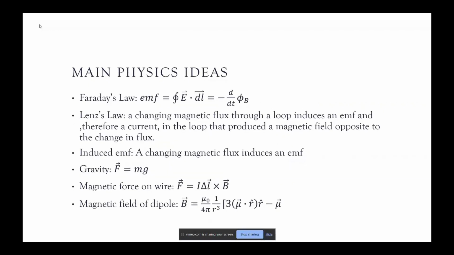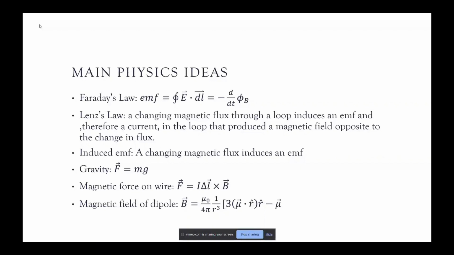Some fundamental physical principles in this lab include Faraday's law, which states that the induced EMF is equal to the line integral of the vector electric field dot the dl vector, and this is also equal to the negative derivative of the magnetic flux over time. Lenz's law states that a changing magnetic flux through a loop induces an EMF and therefore a current in the loop that produces a magnetic field opposite to the change in flux. The induced EMF is related to this.